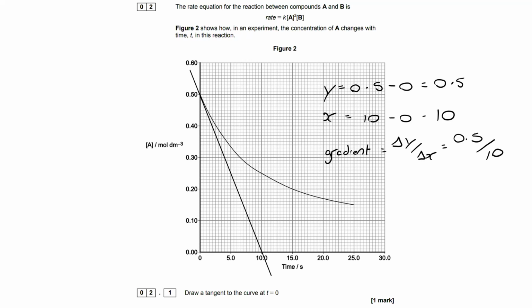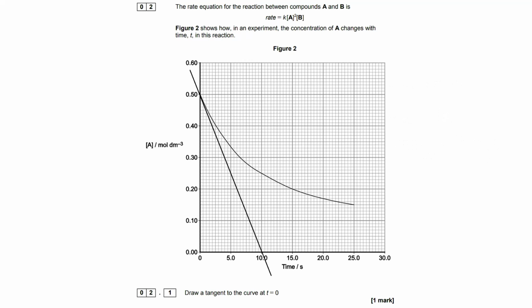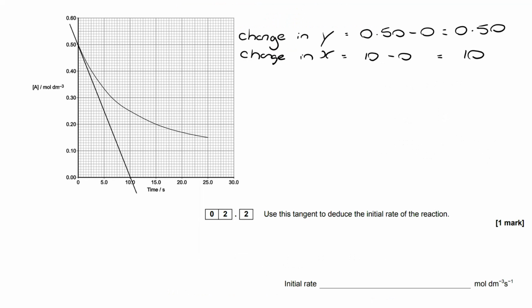From there, I can work out the gradient, which is change in y over change in x, which is 0.5 divided by 10. Now that's going to be important for what we're going to see on a future page. You can see here I've actually transferred it on. Deduce the initial rate of reaction. So the initial rate of reaction is what the line would be had it been a straight line at 0.